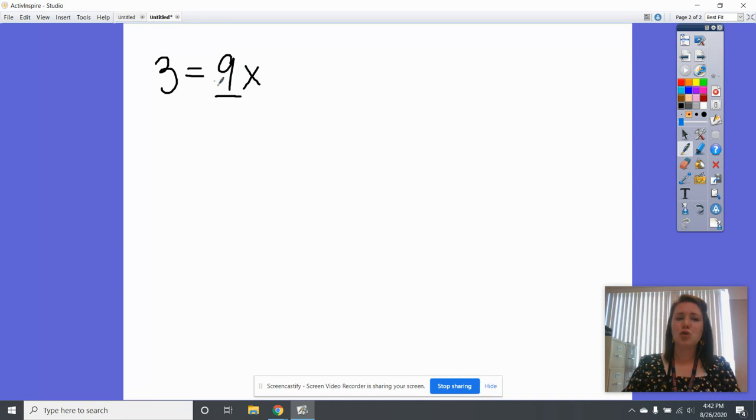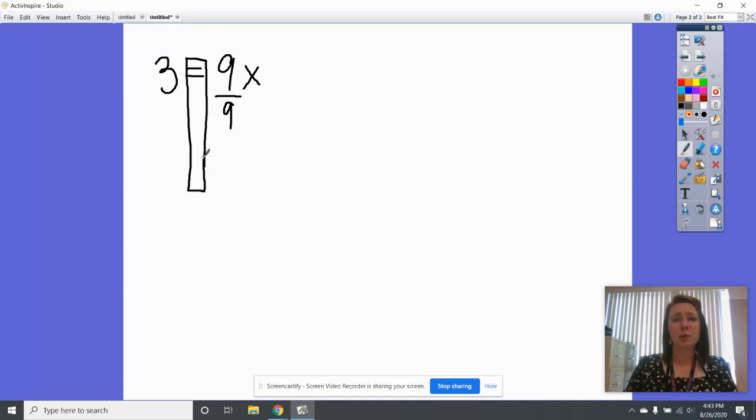And we're trying to get rid of the 9, because our goal is to get x by itself. So instead of multiply by 9, which is what we have, we're going to divide by 9. We have to do it on both sides of our equal sign.